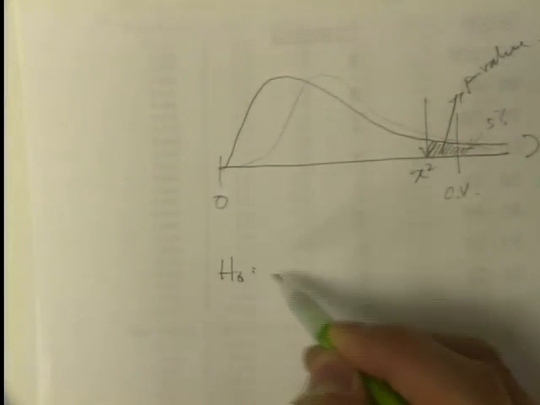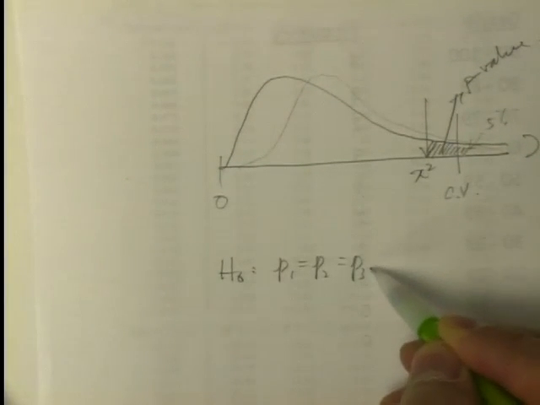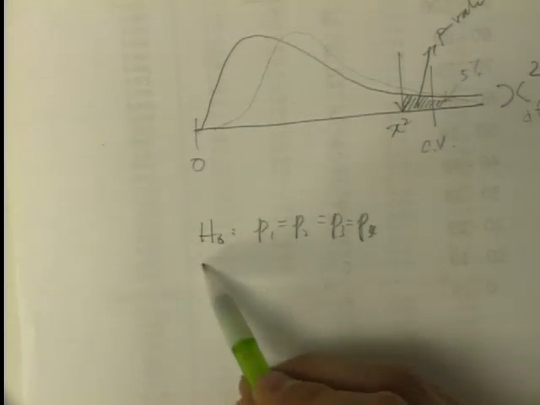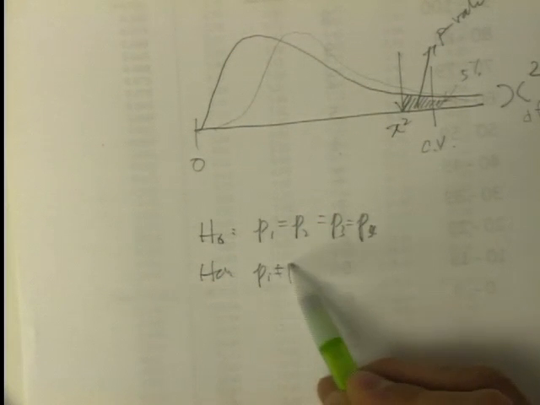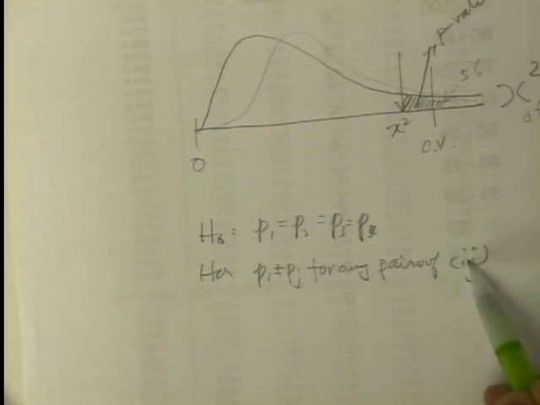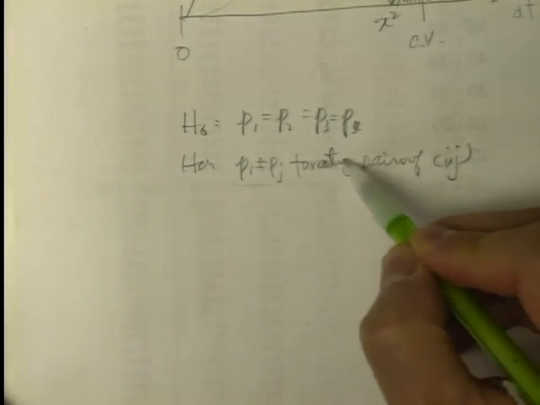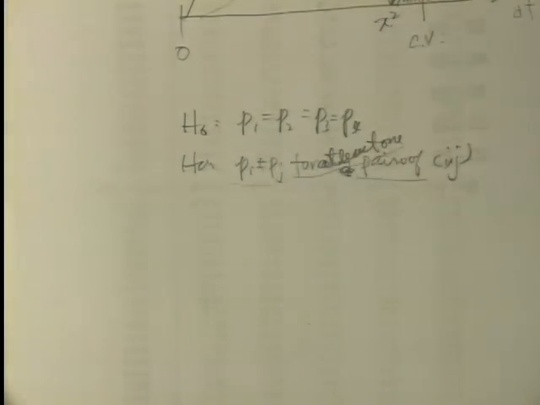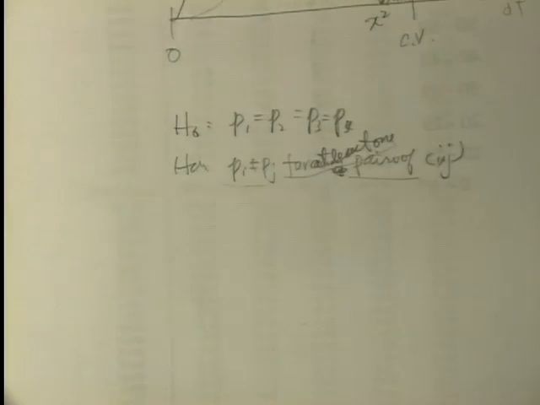If you want to write it in mathematical notation, then you can say the null is P1 equal to P2 equal to P3 equal to P4: the proportions of all these 4 numbers are the same. In the alternative, you can say Pi not equal to Pj for any pair i, j. As long as one pair's difference is significant, that means the distribution is not uniform. Better to say: Pi not equal to Pj for at least one pair.